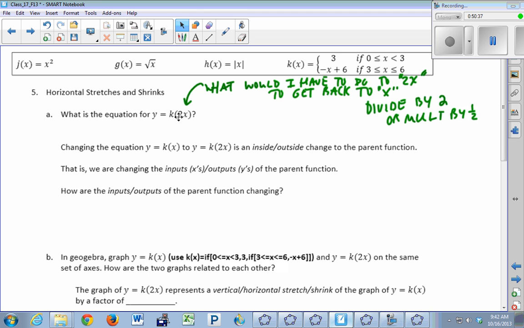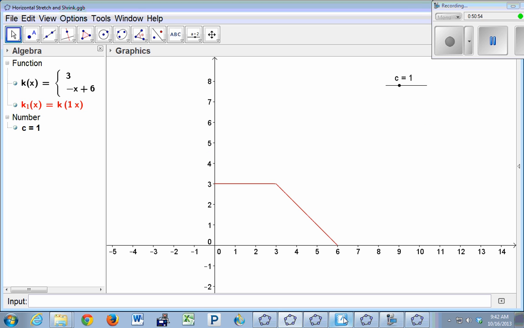When you're inside, it acts differently than when you're on the outside. So changing the equation to k of 2x works inside, and we are changing the inputs. And how are the inputs changing? So let's take a look. Let's make this value of c 2.